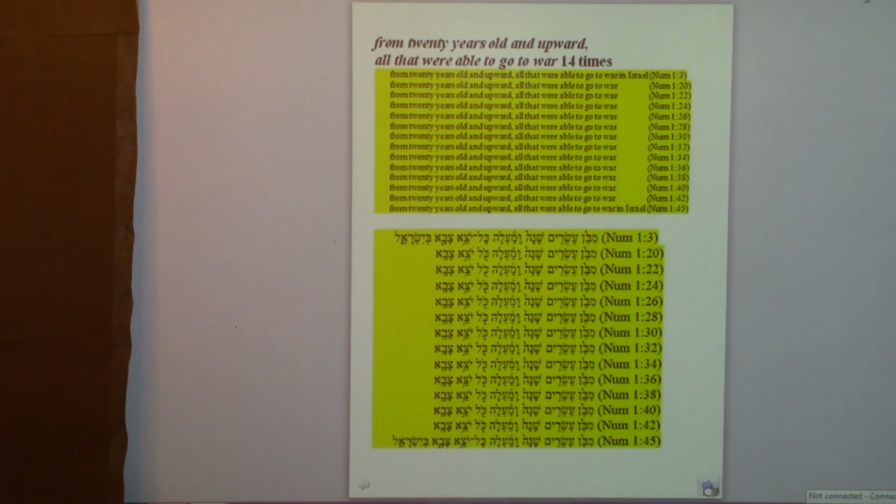From 20 years old and upward, all that were able to go to war, 14 times. The following 3 verses repeat 10 times in the Pentateuch. Now, we're not going to publish them, they're too long.